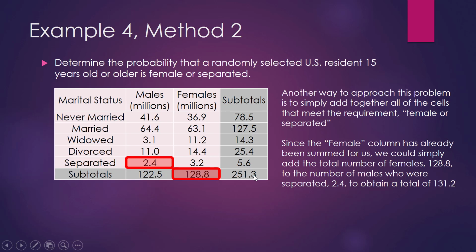So then all we have to do is add 2.4 and 128.8 to get a total of 131.2, which is the same numerator we had from the last problem. Then of course we just divide that by the 251.3, which is the total number of people on the table, and we get the same answer as last time, 52%. So either of these approaches is a valid method to calculate the probability.